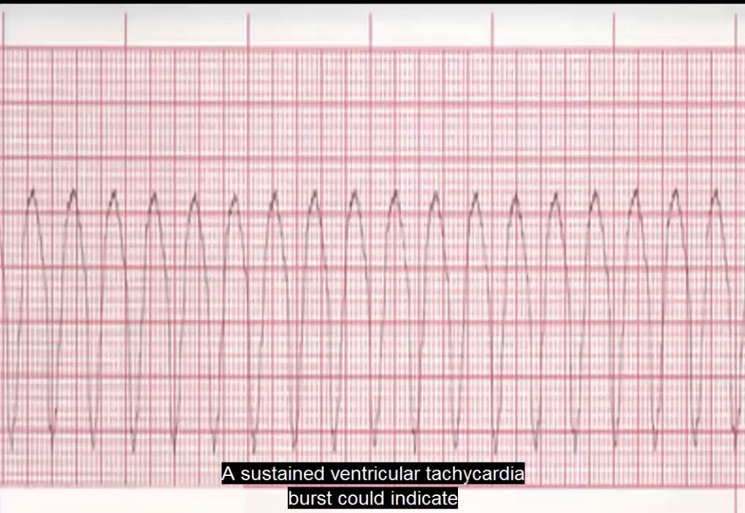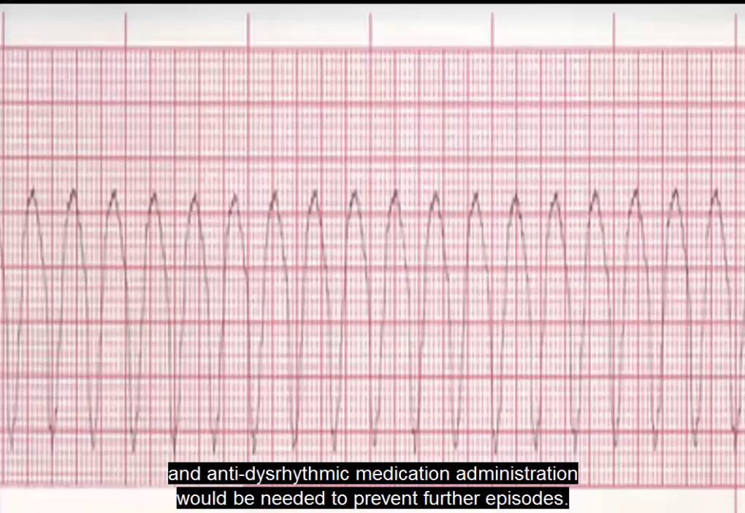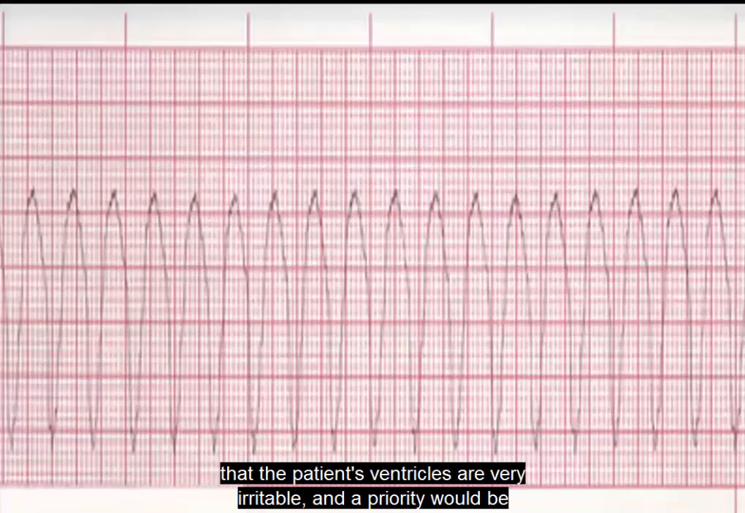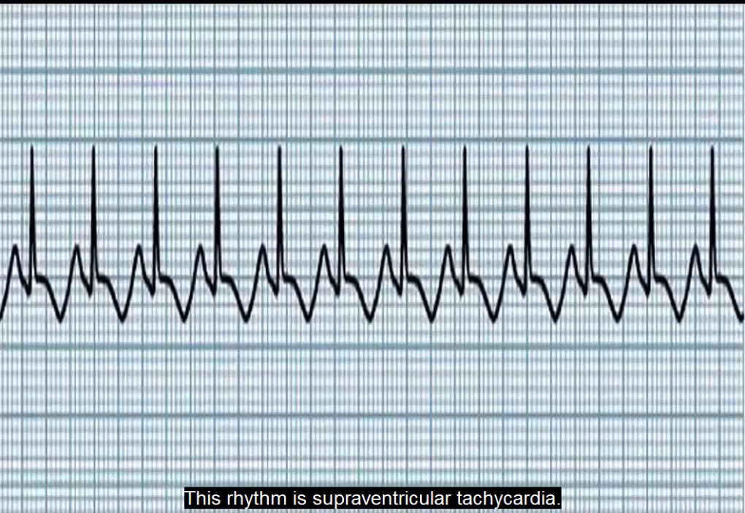A sustained ventricular tachycardia burst could indicate that the patient has significant ventricular irritability, and antidysrhythmic medication administration would be needed to prevent further episodes. If there is frequent firing of the implantable cardioverter defibrillator, that could indicate that the patient's ventricles are very irritable, and a priority would be to assess the patient and possibly administer amiodarone. This rhythm is supraventricular tachycardia.